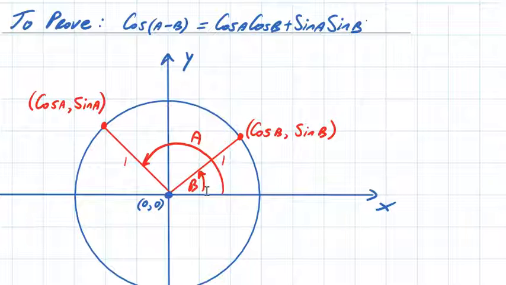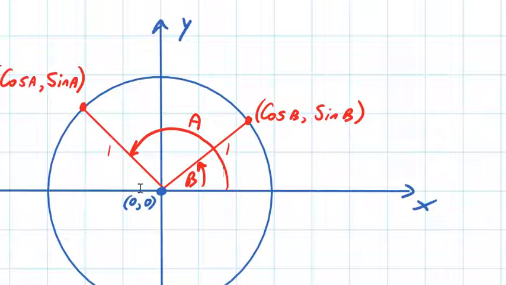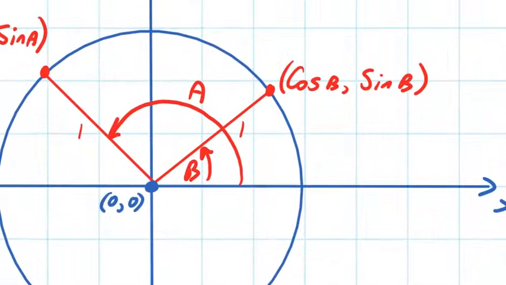Now, this angle here is B, which means that point must be cos B, sine B. And this angle around to here is A, so that must be the point cos A, sine A. Now, if that's A as far as here and B as far as here, well, in between must be an angle of A minus B, the difference of the two. So A minus B is right there in the middle.